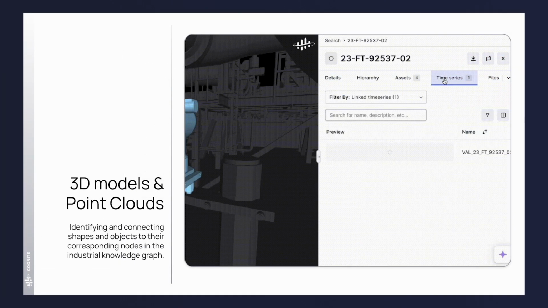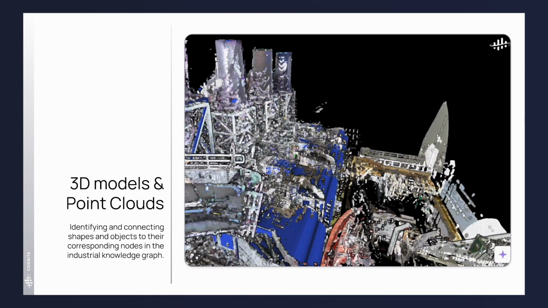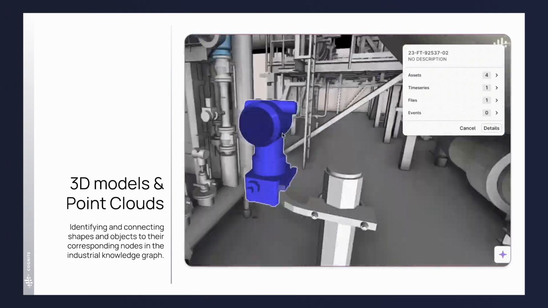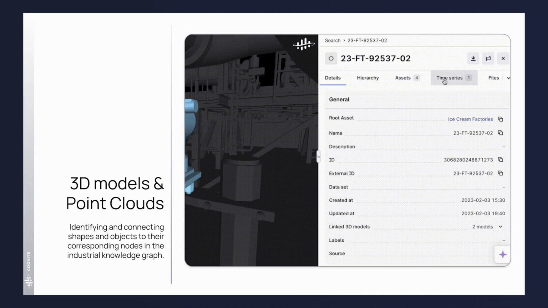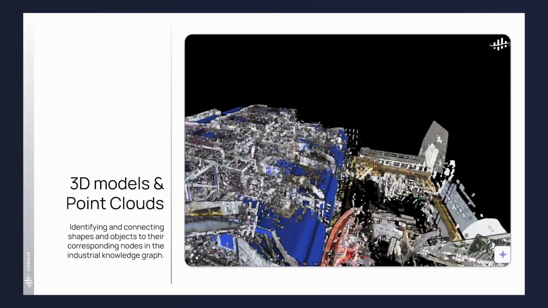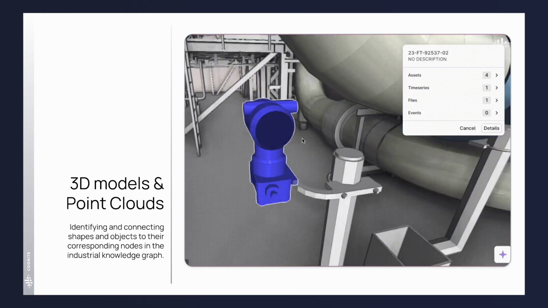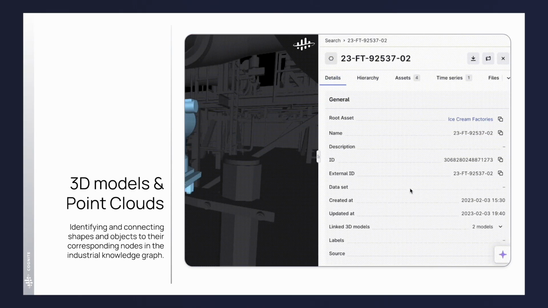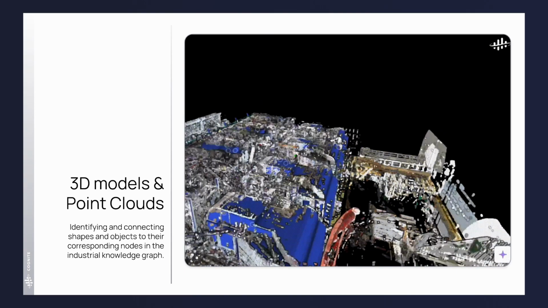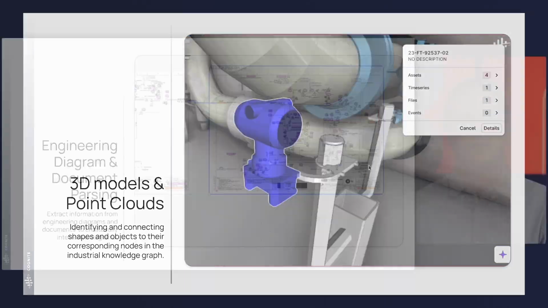Second, 3D models and point clouds. 3D models and point clouds provide a great frame of reference for the human mind and are both a way to easily find data using spatial reference and a way to visualize data in a manner that is instantly understandable. In order to make this model interactive, we need to contextualize it, i.e., link the different shapes and objects to the relevant nodes in the industrial knowledge graph.